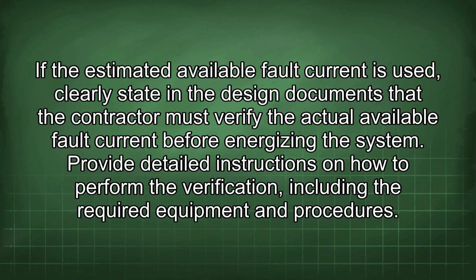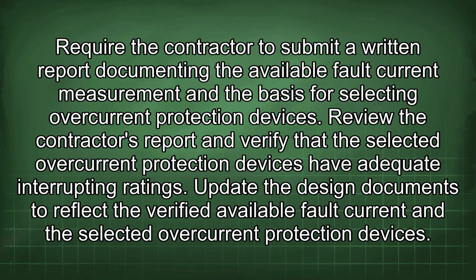If the estimated available fault current is used, clearly state in the design documents that the contractor must verify the actual available fault current before energizing the system. Provide detailed instructions on how to perform the verification, including the required equipment and procedures. Require the contractor to submit a written report documenting the available fault current measurement and the basis for selecting overcurrent protection devices. Review the contractor's report and verify that the selected overcurrent protection devices have adequate interrupting ratings.